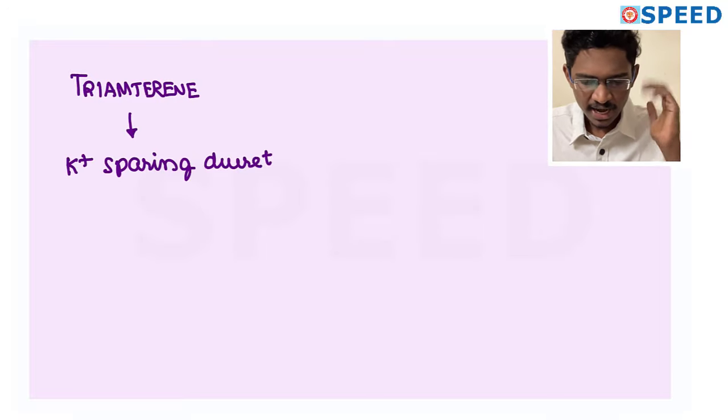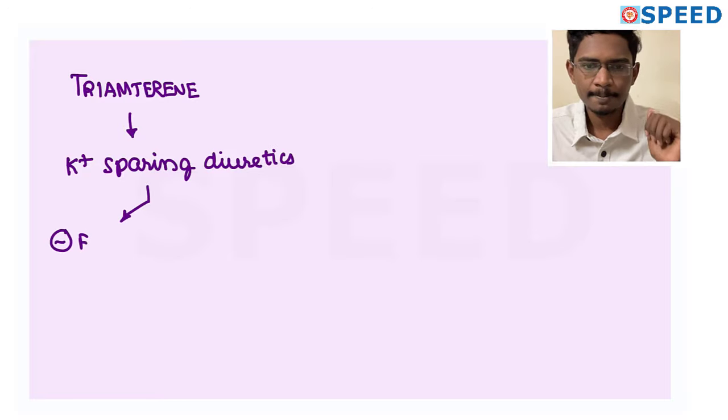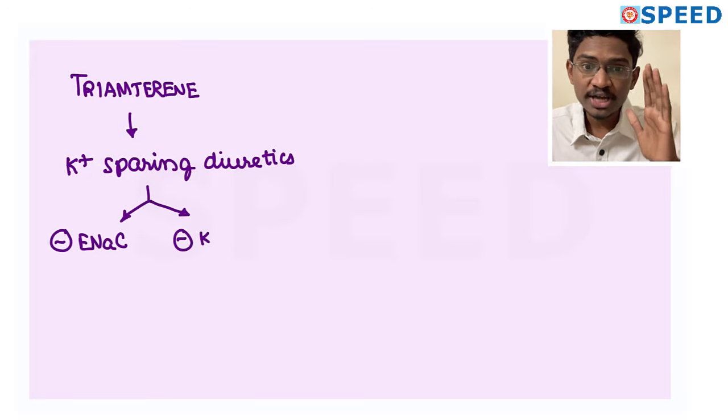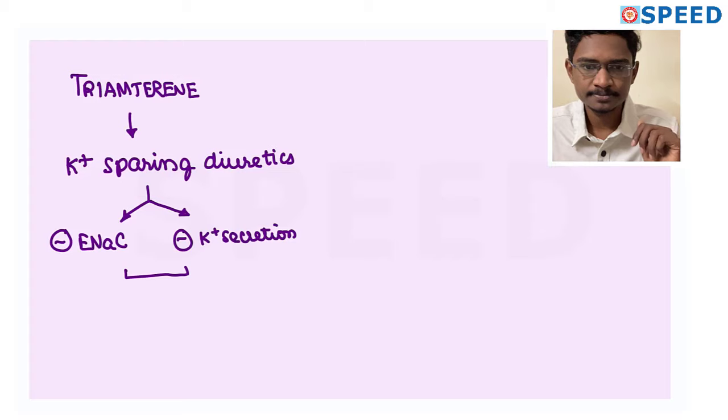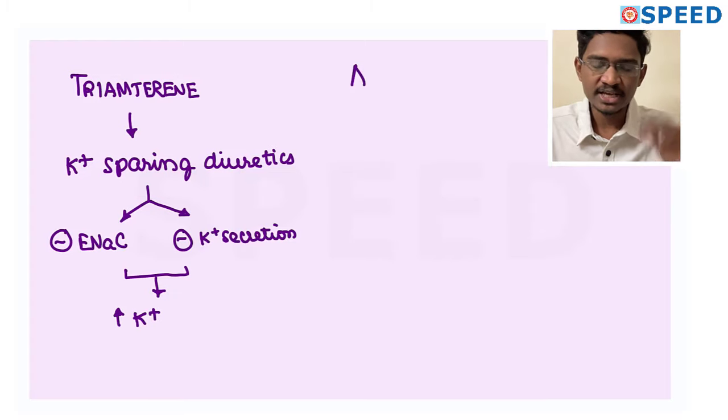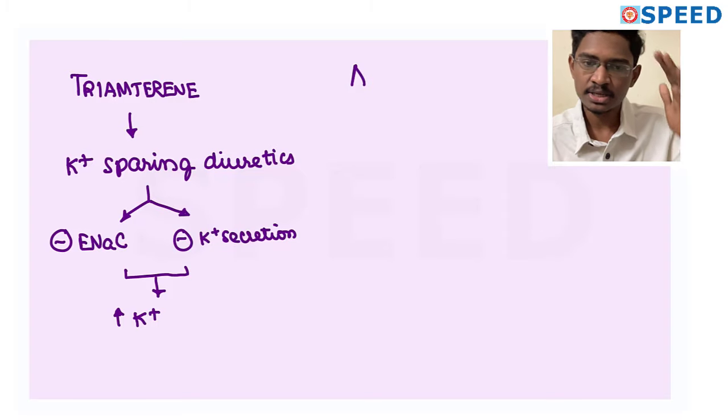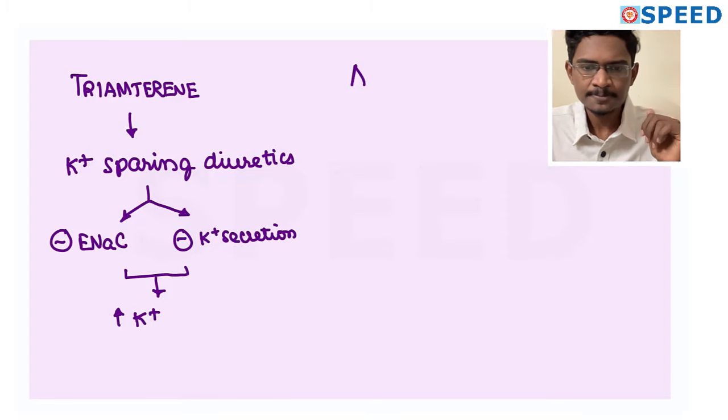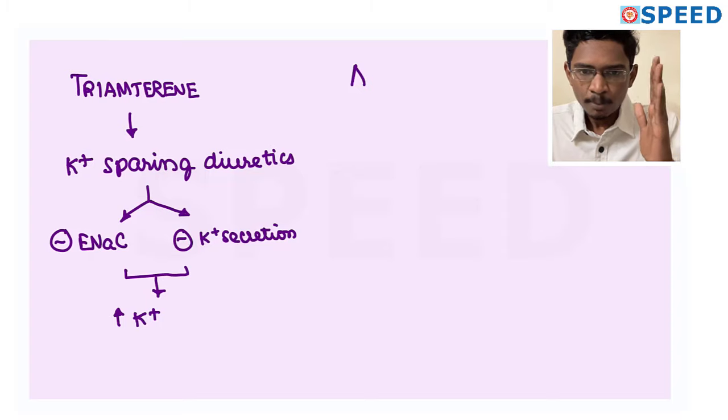First is our triamterene. Triamterene, as we know, is a potassium sparing diuretic. It causes diuresis with potassium sparing action by inhibiting the ENaC channels in the distal tubule and collecting ducts. So potassium will increase after giving this drug.